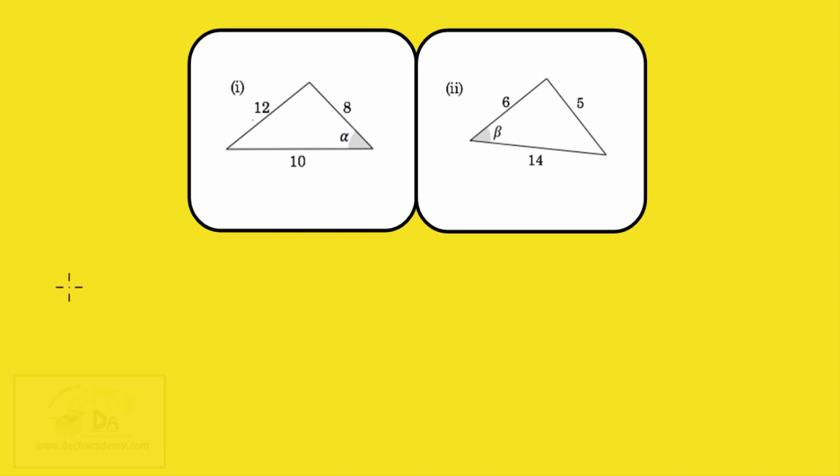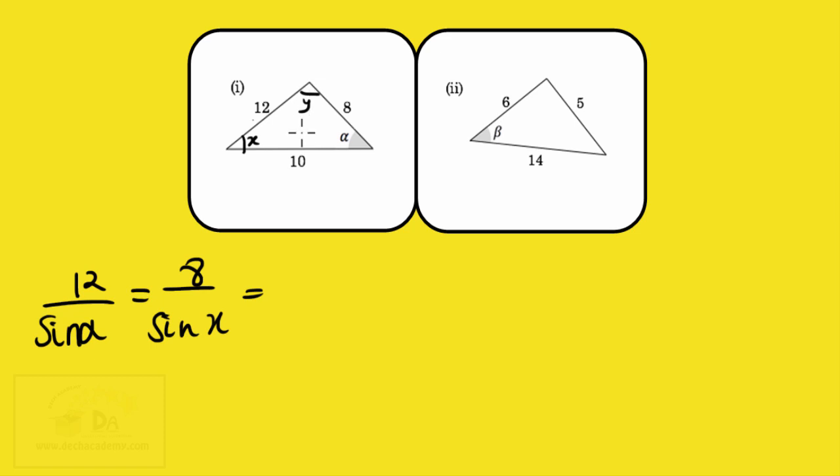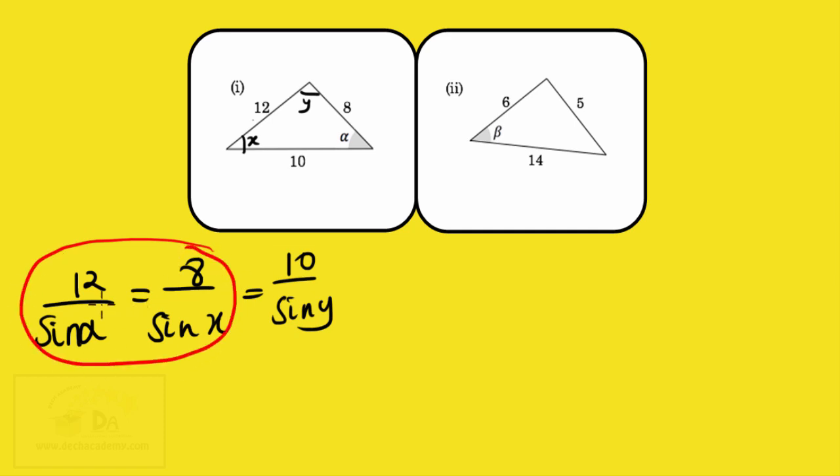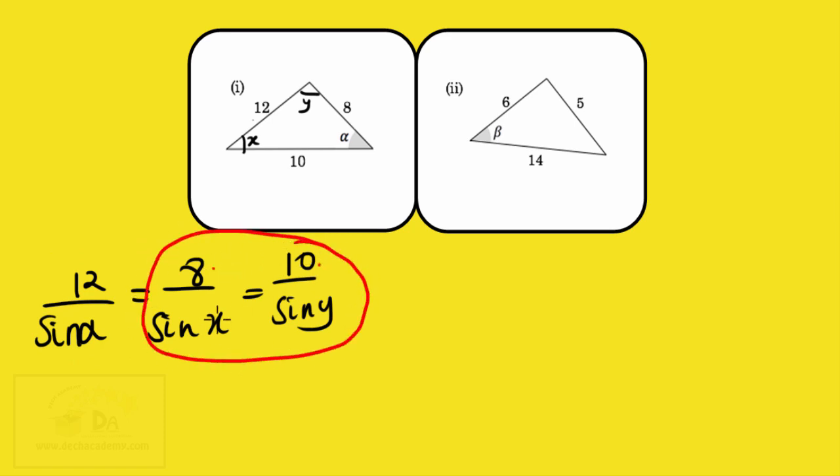From the sine rule, we have that 12 divided by sine alpha is equal to 8 divided by the sine of the angle opposite here. So I'm going to call this x, I'm going to call this angle y. 8 over sine x equals 10 over sine y. That's the sine rule. Now, what you notice is that if I pick any equation, I'll always have two unknowns here. I don't know alpha, I don't know x. In this equation here, I know 8, I know 10, but I don't know x, I don't know y. So I don't know two things.